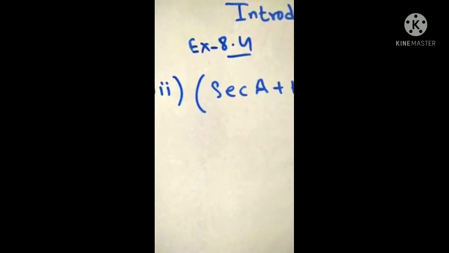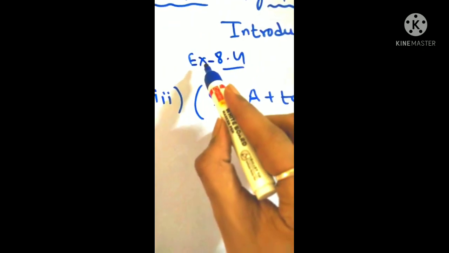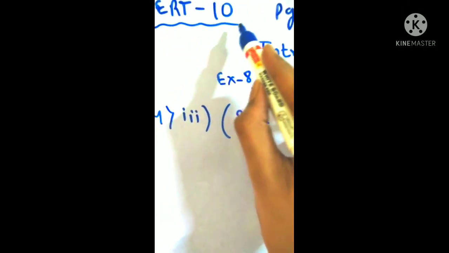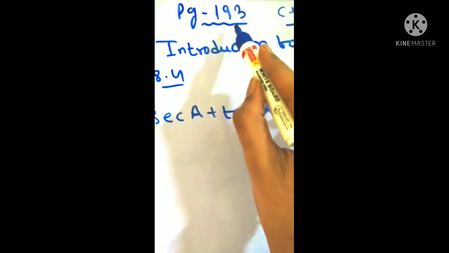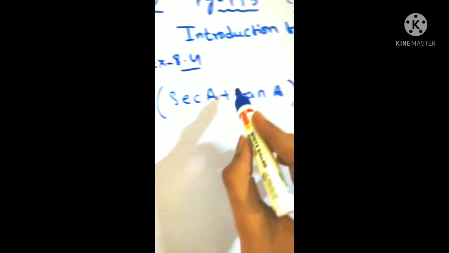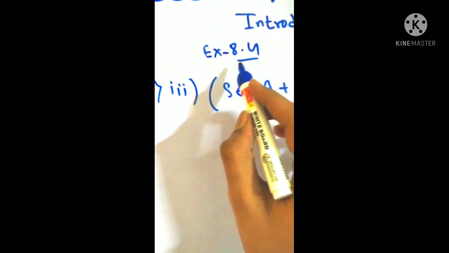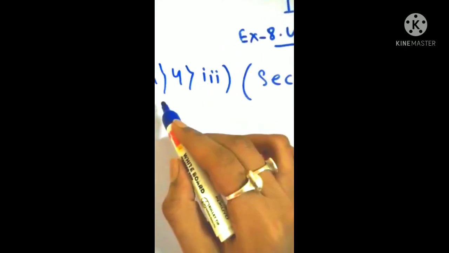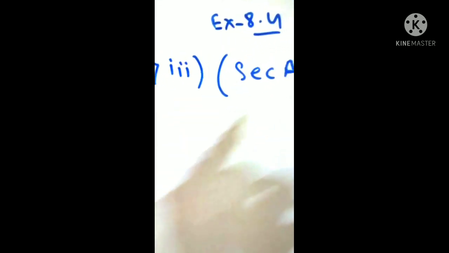You can see that I have written it on the board also, that we will start exercise number 8.4, from NCERT class 10, page number 193, chapter number 8, Introduction to Trigonometry. Exercise number 8.4, question number 4.3. So from question number 4.3 we will start today.